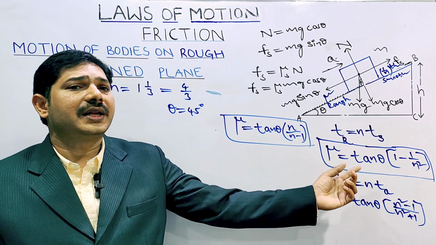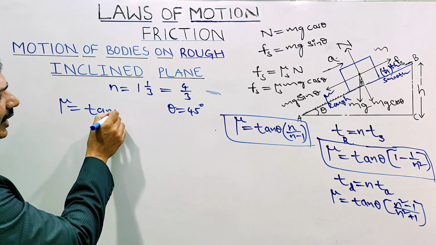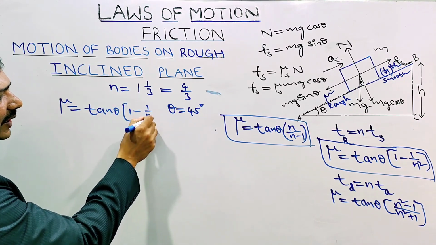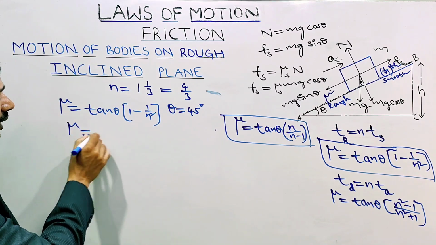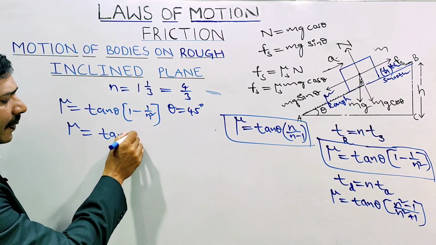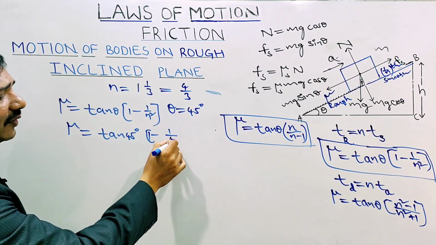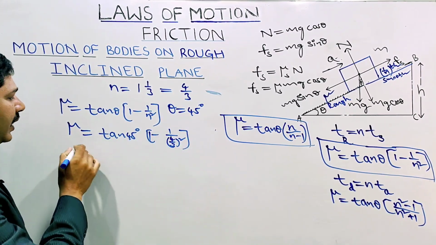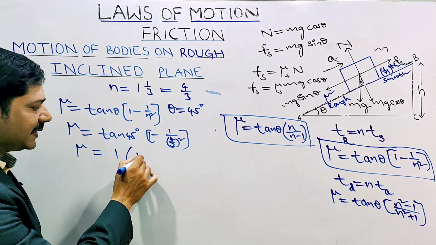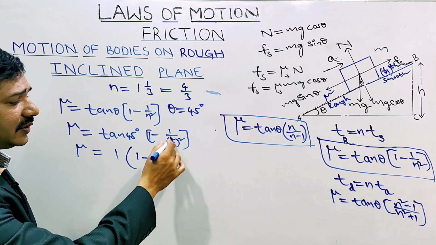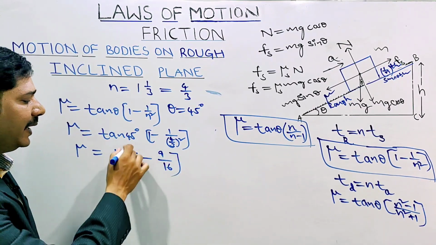Okay, here what is the relation I gave? Mu equal to tan theta into 1 minus 1 by n square is the formula. Substitute the values. Mu equal to tan 45 degrees into 1 minus 1 by n square. n is what? 4 by 3, whole square. Here, mu equal to tan 45 value is 1, into 1 minus 1 by (4 by 3) whole square. 4 square is 16 by 9. So this 9 I am sending to the numerator, 9 by 16.